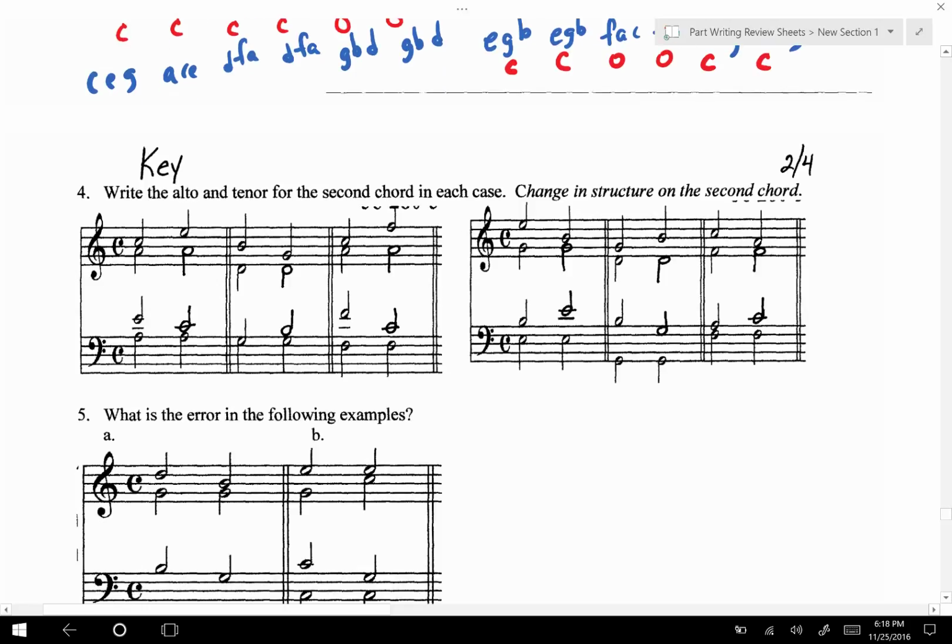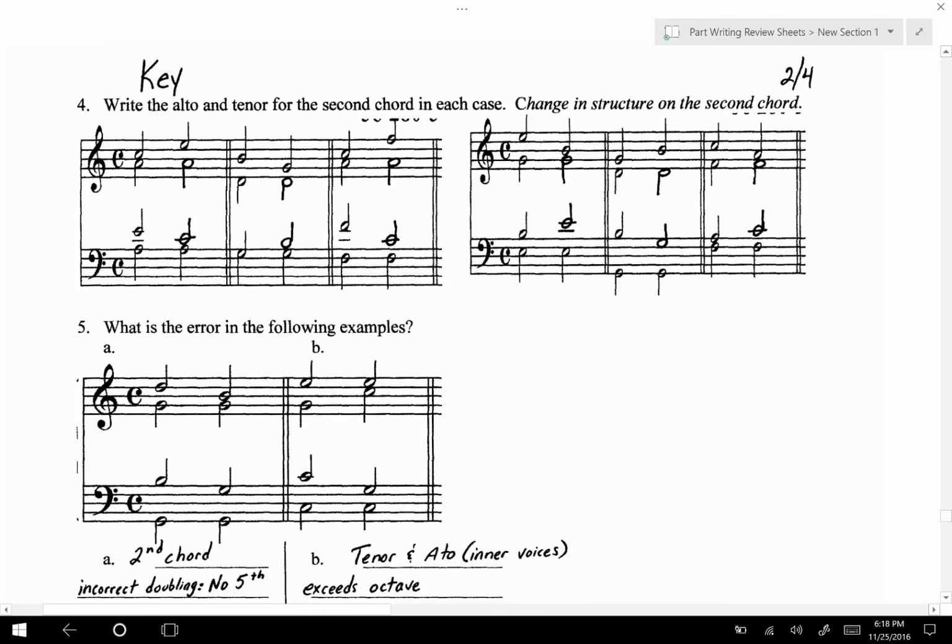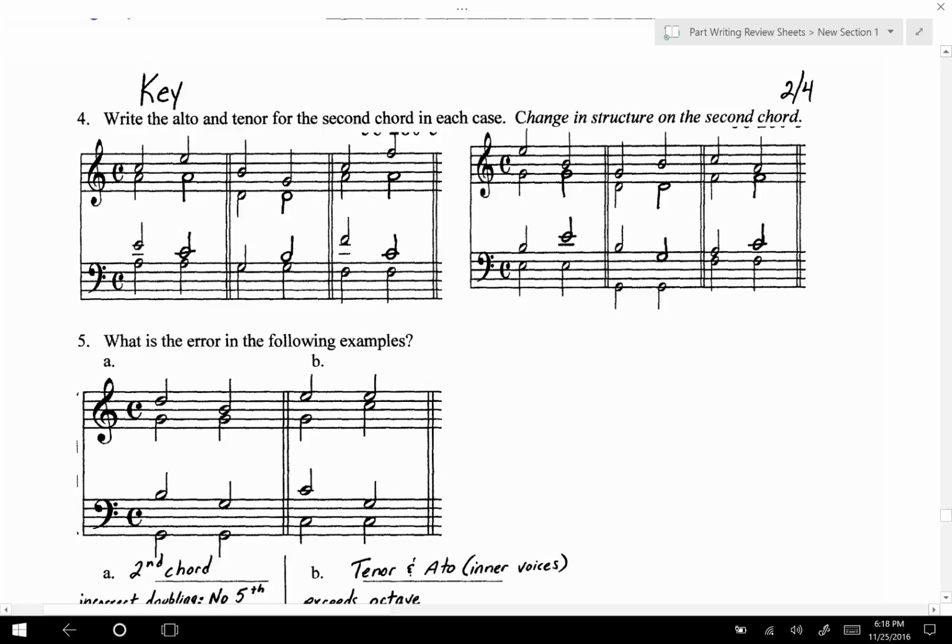Let's go to page 2. Write the alto and tenor for the second chord in each case. Here is where they want you to change the structure on the second chord. So here the first chord is closed, so we'll need to go to open. In the second measure, we have open, and we'll travel to closed structure. In the third measure, we'll have closed structure traveling to open structure.